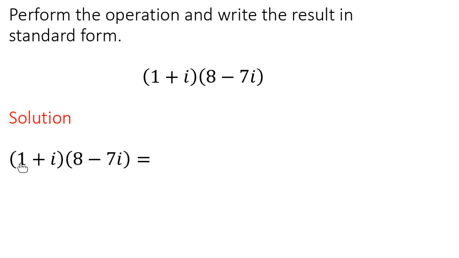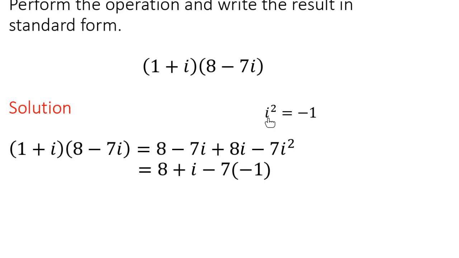So again, we're going to multiply this number by both of these terms, and then we're going to multiply i times both of these terms. So when I do that, 1 times 8 gives me the 8. 1 times a negative 7i gives me the negative 7i. Now this term, i times 8 gives me plus 8i, and a positive i times a negative 7i gives me a negative 7i squared. So before I combine my like terms, let me simplify the i squared. I know that i squared equals negative 1, so I'll put it here, negative 7 times the negative 1.